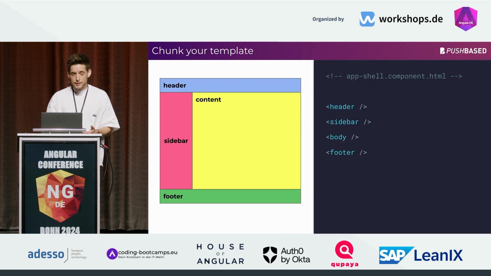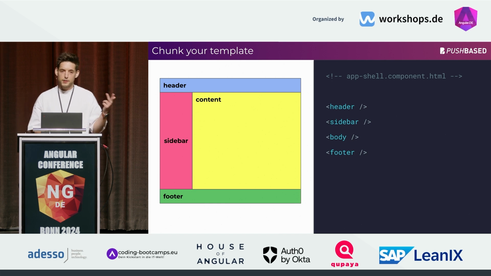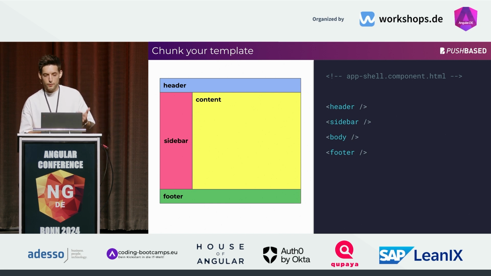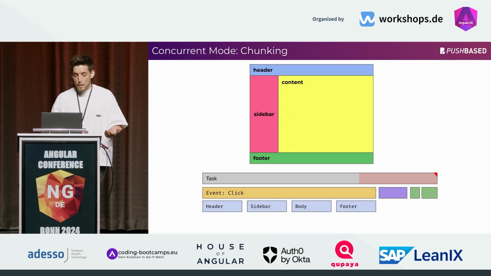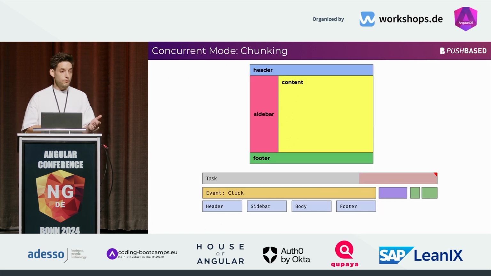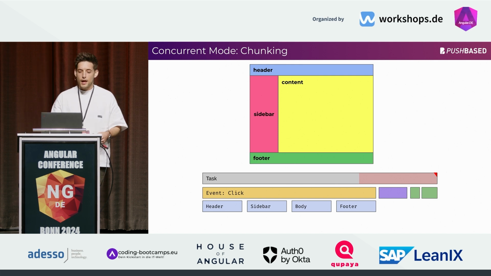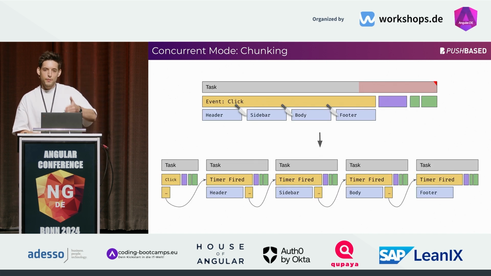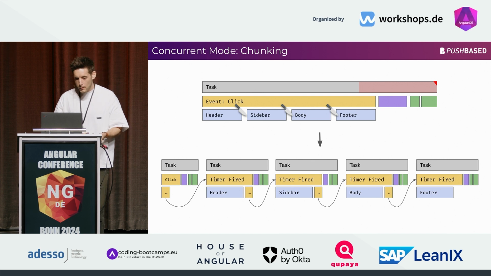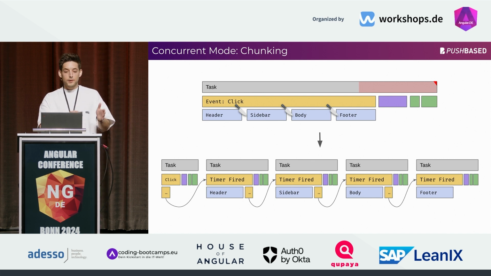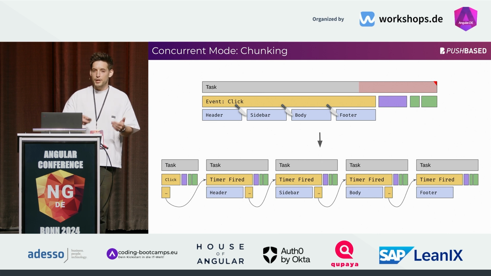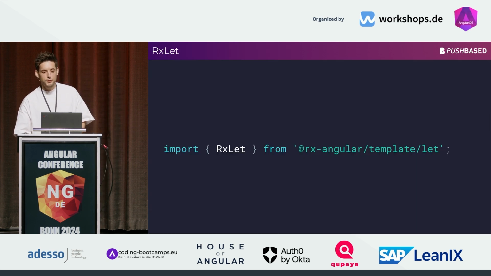So again, this example, the demo app has 4 components, right? A header, a sidebar, a content, and a footer. This is what we have in our app component, those 4 components. And in the flame chart, it will look like this. We have this click, then it renders the header, it renders the sidebar, the body, and the footer. And what we want to do is slice them on component level, so that we can render the header, then the sidebar, then the body, and then the footer. And in between, we can give the browser time to react again to user input.